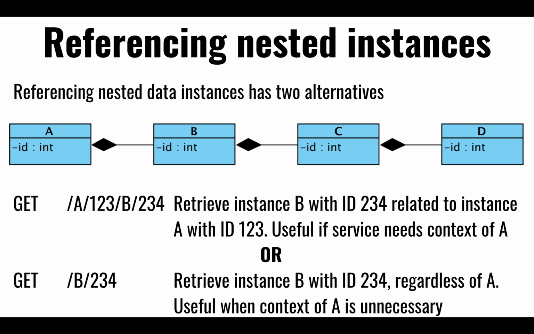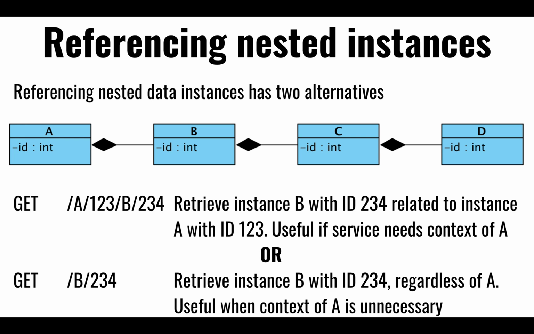Okay. So how about if I say /A123/B, that's all the B's, right? But I can go further and say, well, I don't want all the B's. I want a specific B under A. So I ask for B/234. Now, by definition, B234 has to belong to A123. It would make no sense to ask for a different B that doesn't belong to A123.